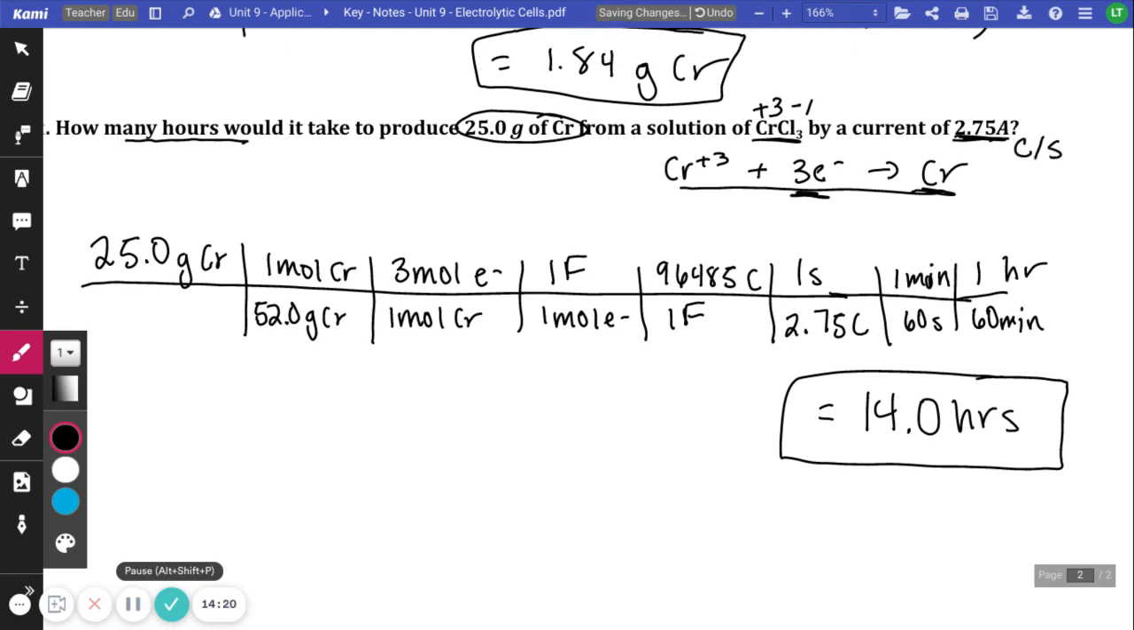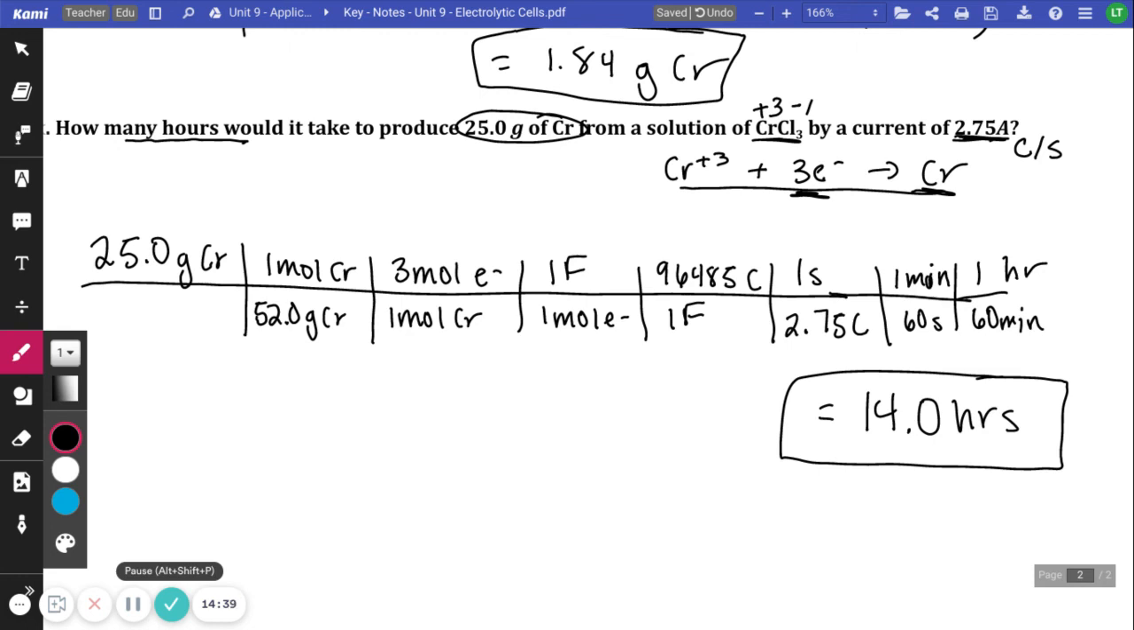So for every 2.75 coulombs, 2.75 coulombs pass in 1 second, 60 seconds is 1 minute, and 60 minutes is 1 hour. Then I'm able to solve, and when I solved, I got 14.0 hours as my final answer.